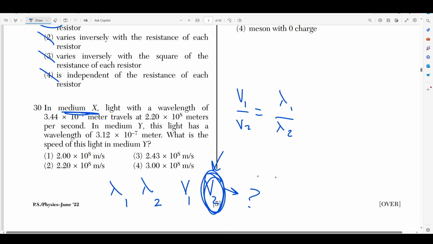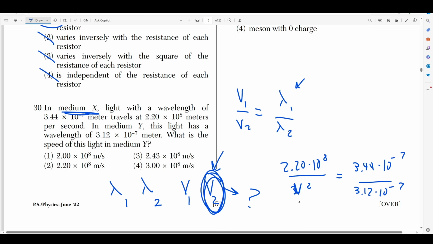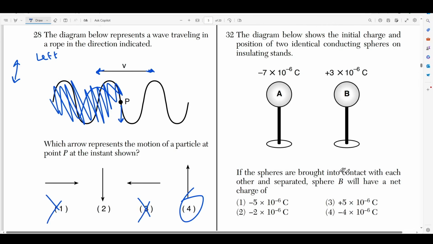So v1 is going to be 2.20 times 10 to the 8 divided by v2, and this is going to correspond to wavelength 1, which is 3.44 times 10 to the negative 7, divided by the second wavelength, or lambda 2, which is 3.12 times 10 to the negative 7, and this is just going to be v2. So you cross multiply here in order to find the velocity of the second light, which is going to be choice 1.